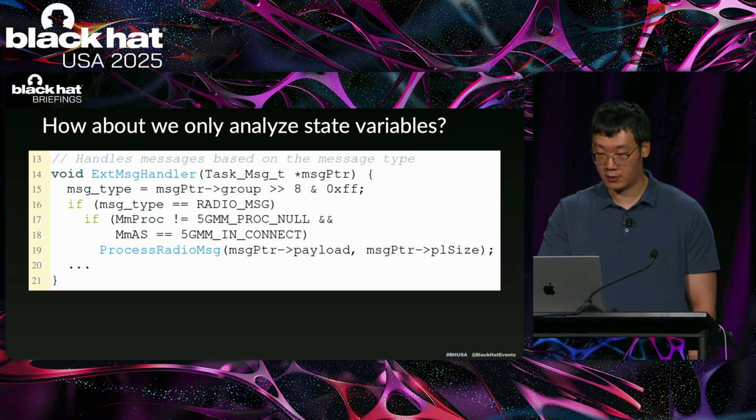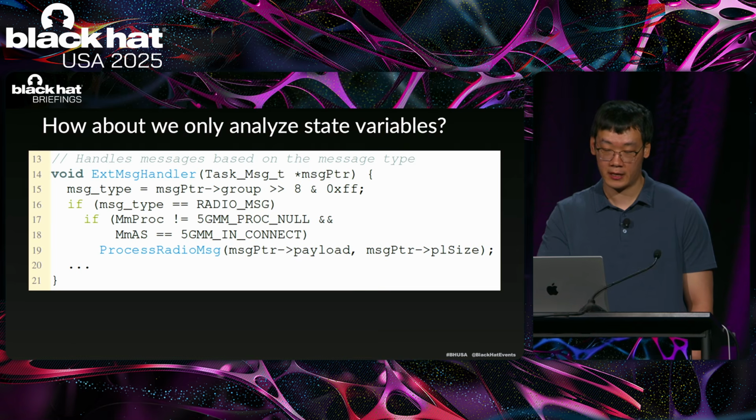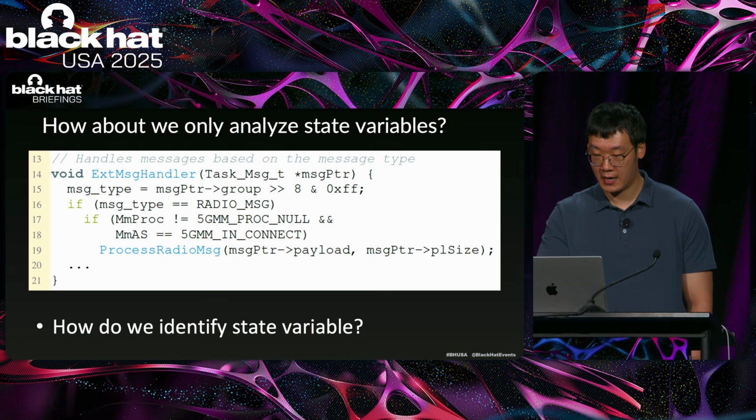But that raises some additional questions. First, how do we even identify state variables? Those are not always global variables. They can be stored on the stack or heap, like Ali mentioned. They do not have any signatures we can use to identify, and we certainly don't want to manually go through the code to find hundreds of them. Well, I'm not going to answer this question here today due to time constraints, but you're welcome to find us after the talk if you want to know more.